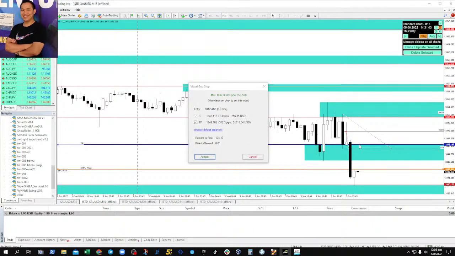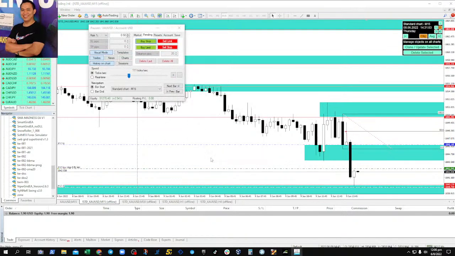We target this SNR level. We buy stop above this pin bar, and our stop is below here, so that will be almost 28 pips. Then let's see what happened. Play the market. Boom. If we continue to break the low, then it will not trigger.